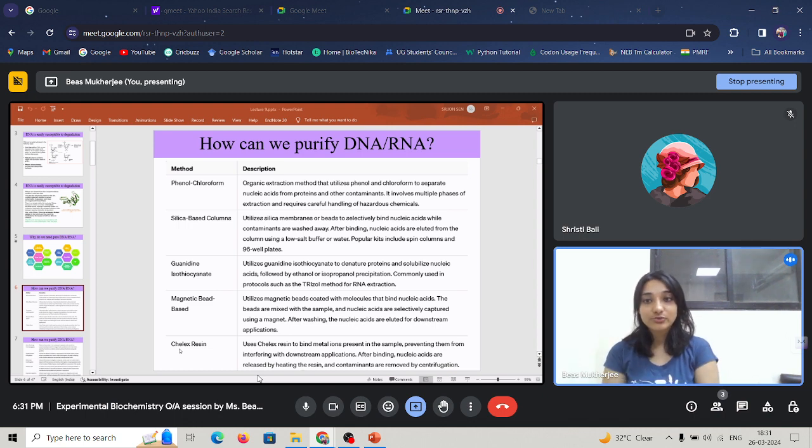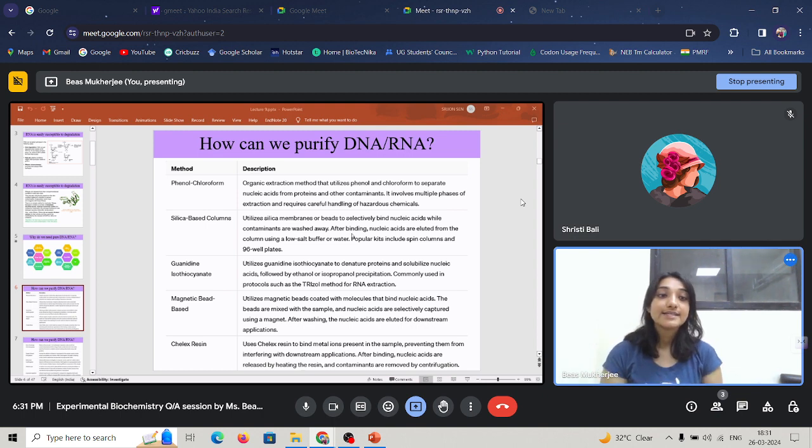They have been using different kinds of methods, and we will learn about them now. So there is phenol chloroform separation. This is also called the organic extraction method, in which they utilize phenol and chloroform to separate the nucleic acid from proteins and other contaminants. It involves multiple phases of extraction and careful handling of hazardous chemicals. We will look at the phenol chloroform method of separation very soon.